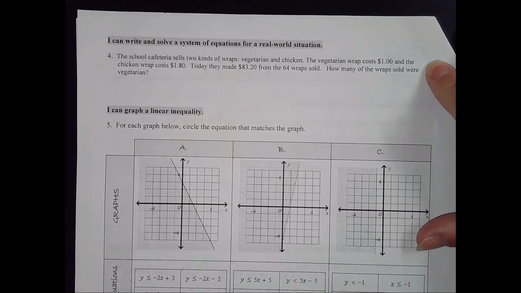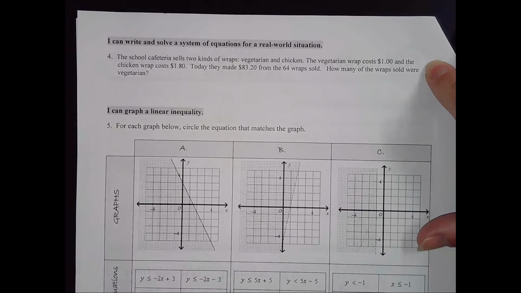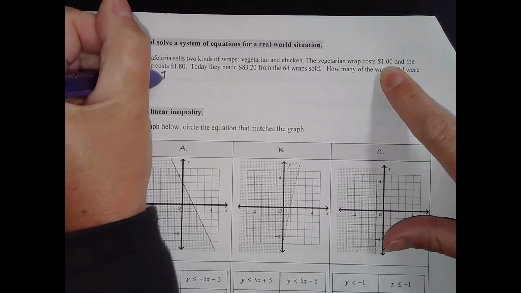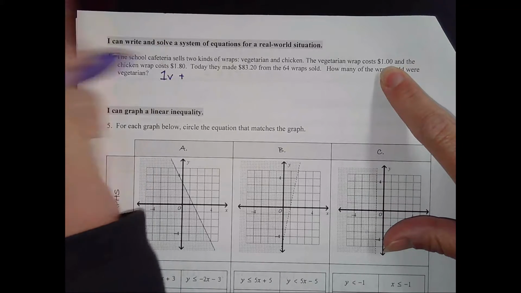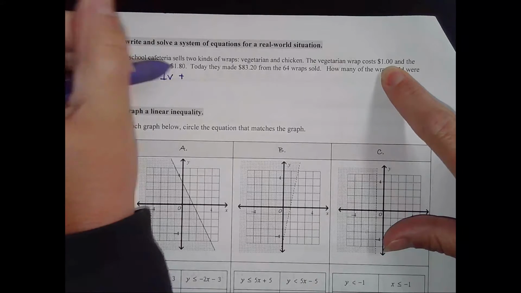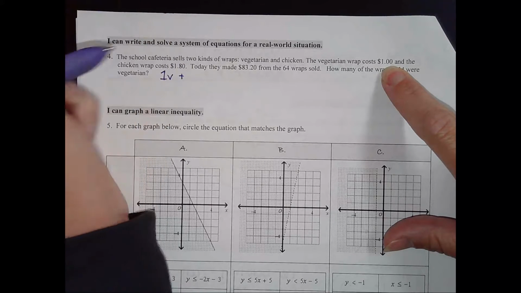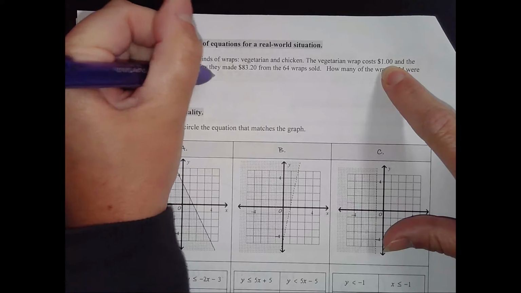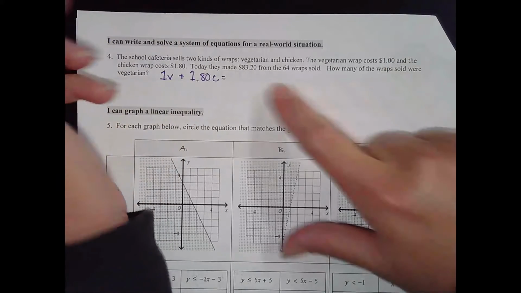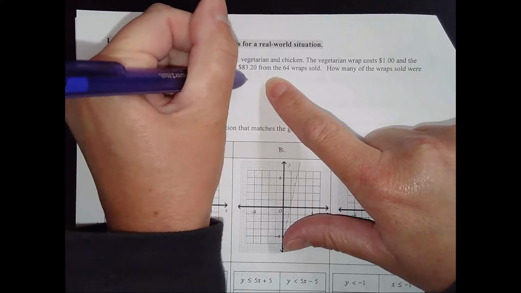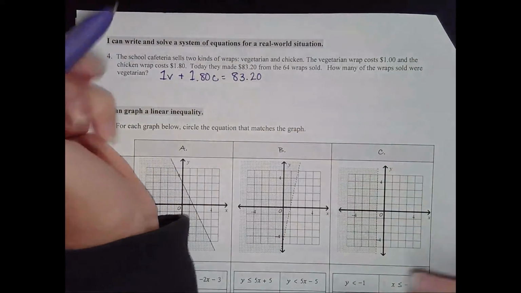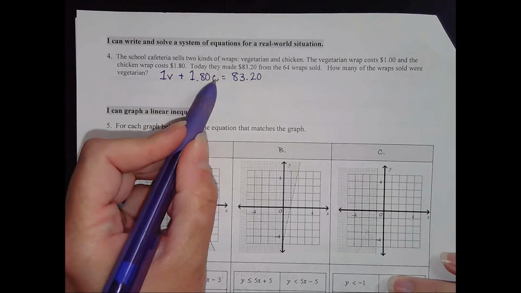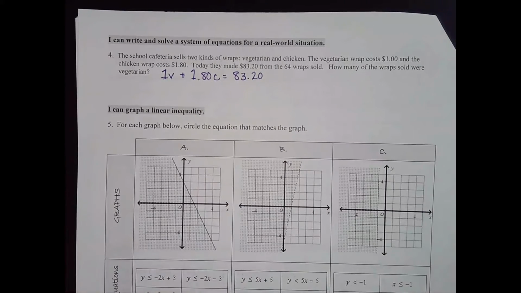So we have to write our own system. We do know that a vegetarian wrap costs $1, plus $1.80 for the chicken wrap, and they made $83.20. So for the amount of veggie wraps, $1 per veggie wrap plus $1.80 per chicken wrap is $83.20.